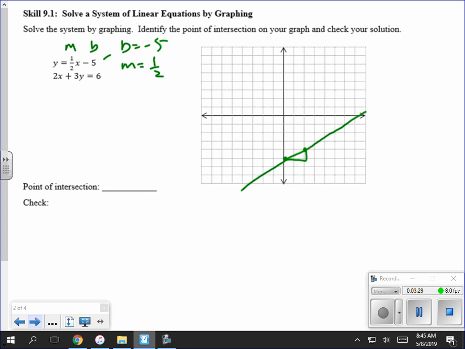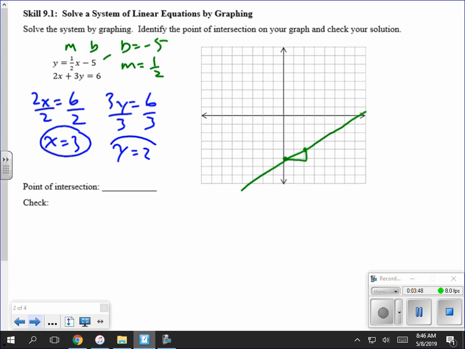Second one, I'm going to use x and y intercepts. So first thing I do is I let y equal 0, which means that I have 2x equals 6. Divide both sides by 2, x equals 3. This one I let x be 0, so I get 3y equals 6. Divide both sides by 3, y equals 2. These are my 2 points. Y is 2, x is 3, and I draw that line.